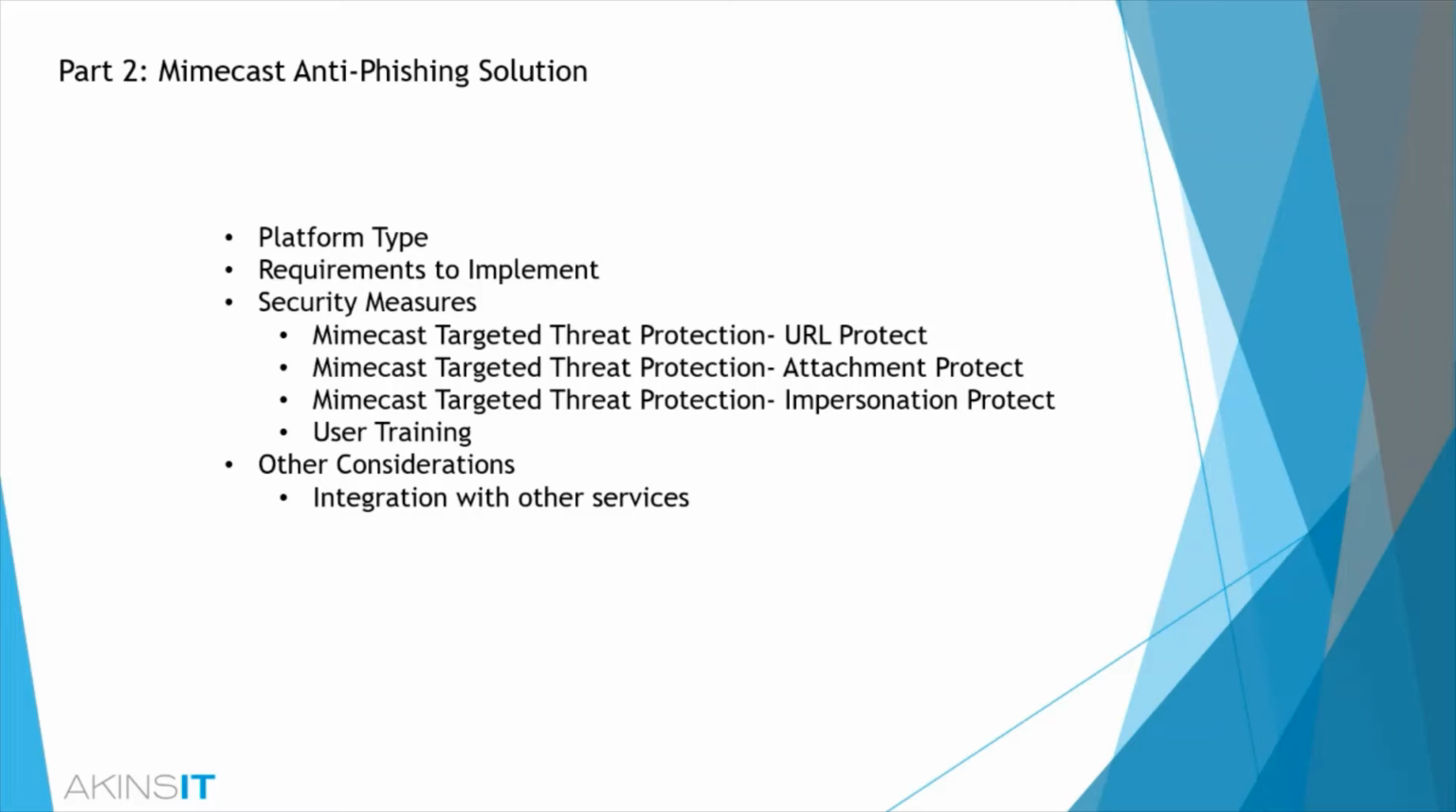Moving into part two of this webinar, we're going to be reviewing the first anti-phishing solution, which is Mimecast. This is the solution we presently protect ourselves with here at Aikens IT, and it has an excellent suite of tools that extend even further than phishing. Here, we'll be reviewing platform type, requirements to implement, security measures in the targeted threat protection suite, user training, and some other considerations, including integration with other services.